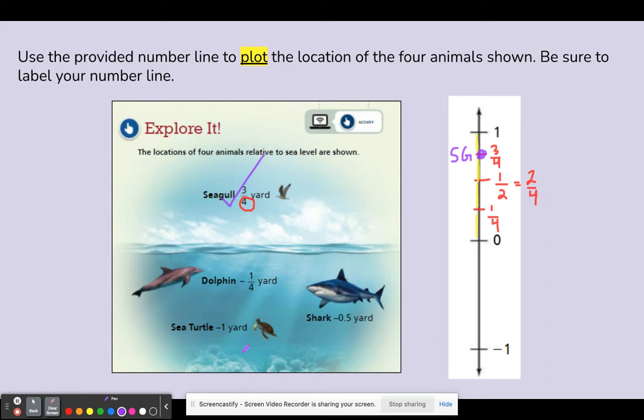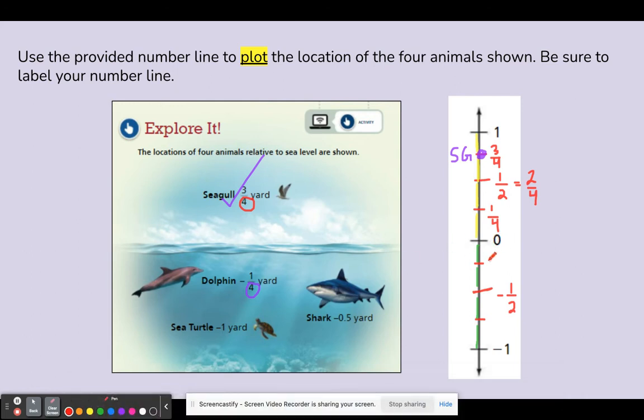So now I'm going to go into my negative land. So my dolphin is -1/4. Okay, it's not labeled down here, so I need to do the same thing. The denominator is 4, so I need to break it once again into 4 sections. So I'm going to start with a half because that's easier for me. So there's a -1/2. And then I'm going to divide those ones. Now I have 4 sections, okay? Visualize it with me. I have this section, that's 1, 2, 3, 4.